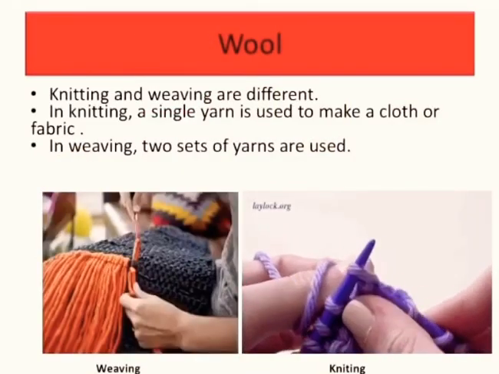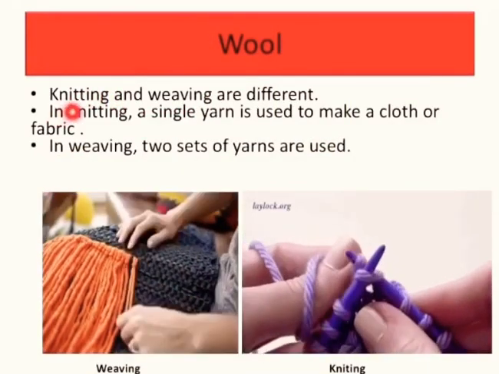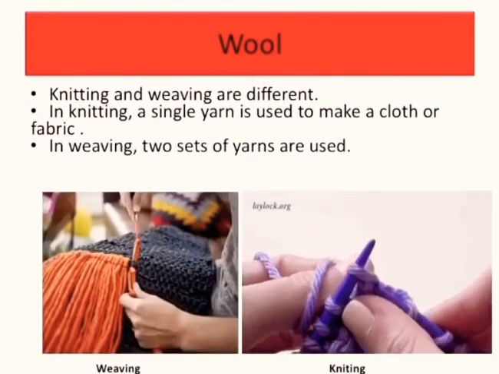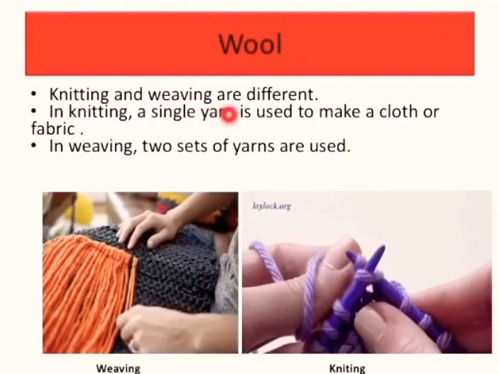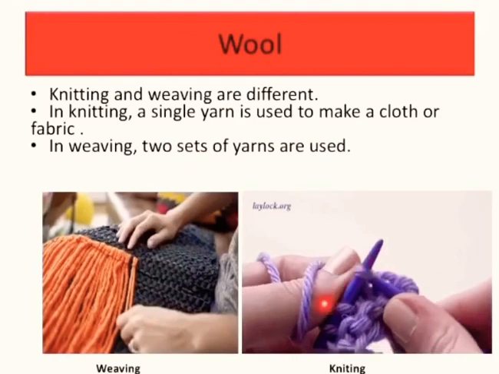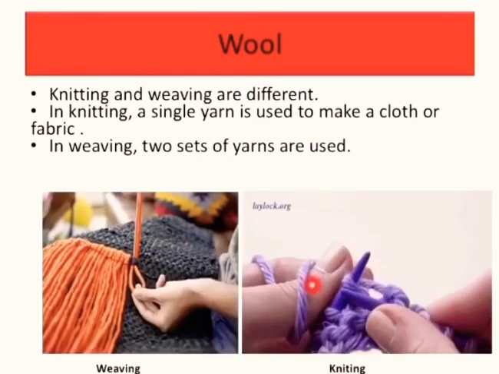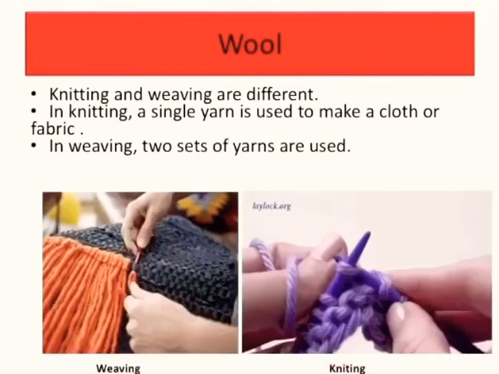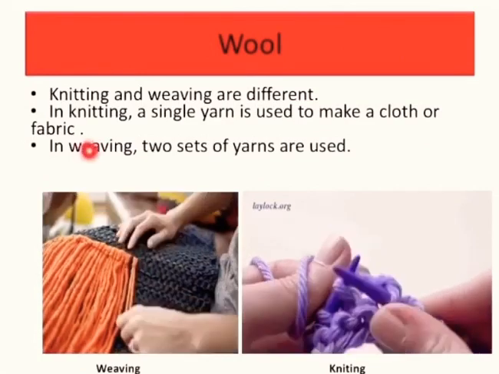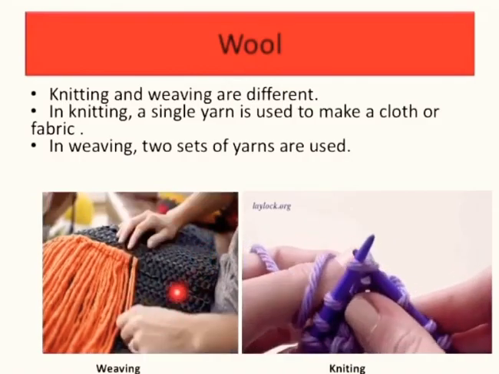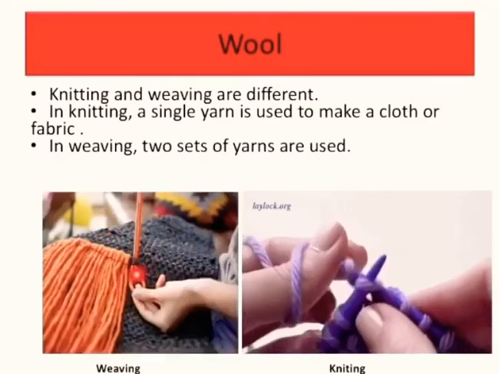Now, knitting and weaving. After we get the yarn, what we will do, there are two processes like knitting and weaving, and both are different. In knitting, a single yarn is used to make a cloth or a fabric. Like our grandma or mom used to knit a big sweater for us, or a good sweater, or something like that dress for us. And in weaving, two sets of yarns are used. So here in this process you can see two yarns are used and this person is weaving.